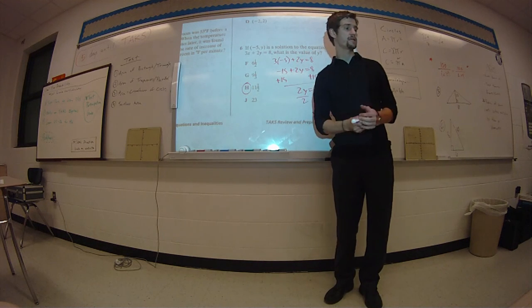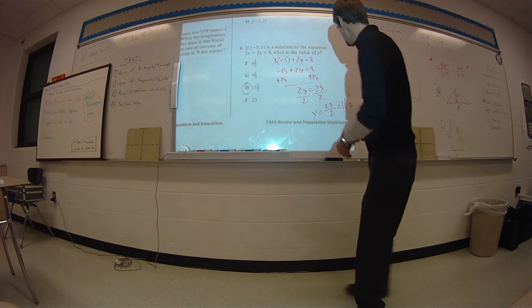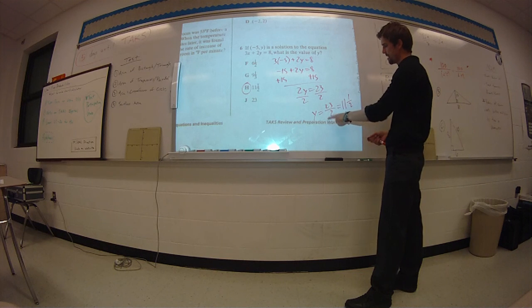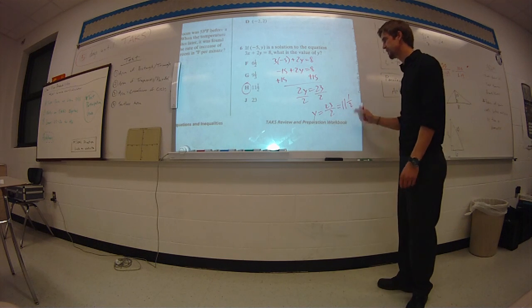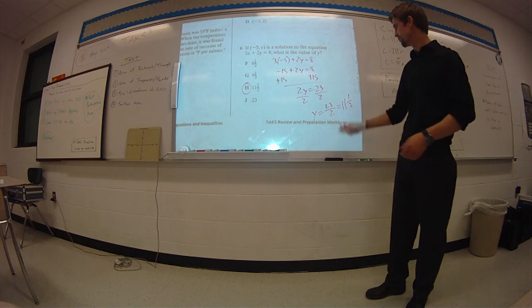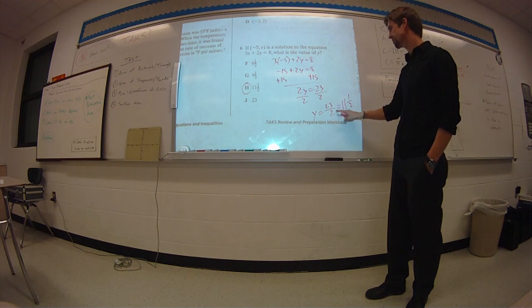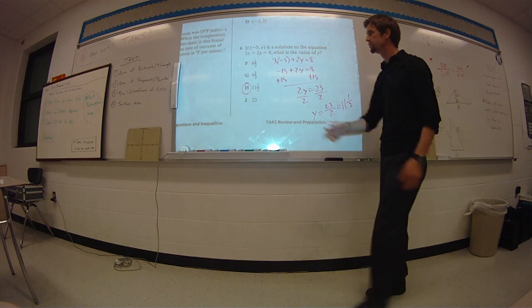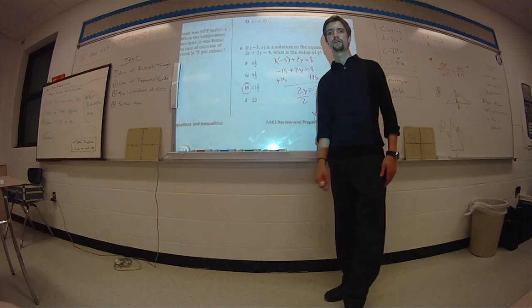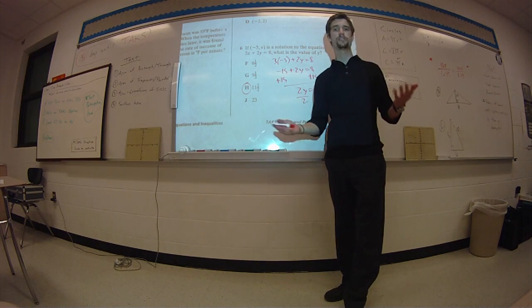I'm not going to waste any more time on the calculator. So that is your final answer, 11 and a half. If you want, just plug in 23 divided by 2 in your calculator, you'll get 11.5, which you know is 11 and a half. All right? So that is lesson 24.